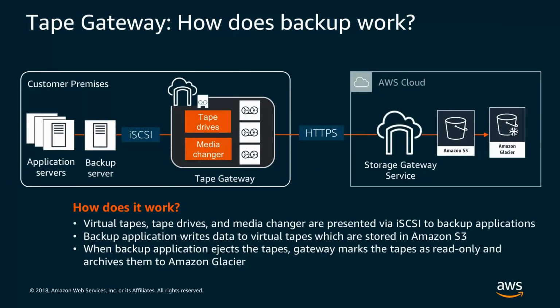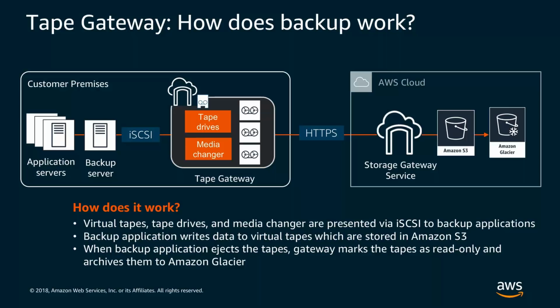Now let's dive deep a bit and understand how Tape Gateway works and how you can do backups. The Tape Gateway emulates physical tape infrastructure such that it provides virtual tapes, tape drives, and media changer. The virtual tapes are presented to your backup software using iSCSI connectivity. Once the backup software recognizes the tapes, you can start backing up data to those tapes.